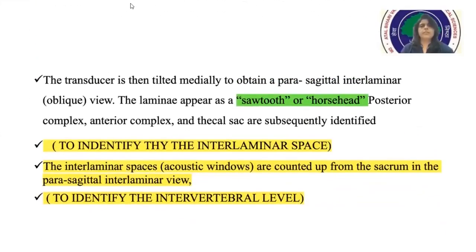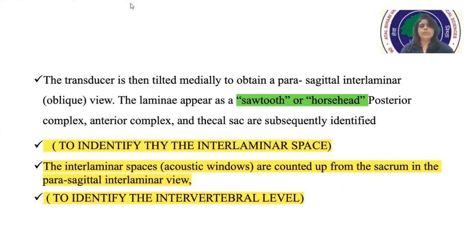Then move it medially and tilt it to obtain a parasagittal interlaminar view, where you can see the sawtooth or horse head appearance. And you will be able to visualize the posterior complex, anterior complex, and thecal sac. So why is it important? It is important to identify the interlaminar space in the parasagittal interlaminar oblique view.